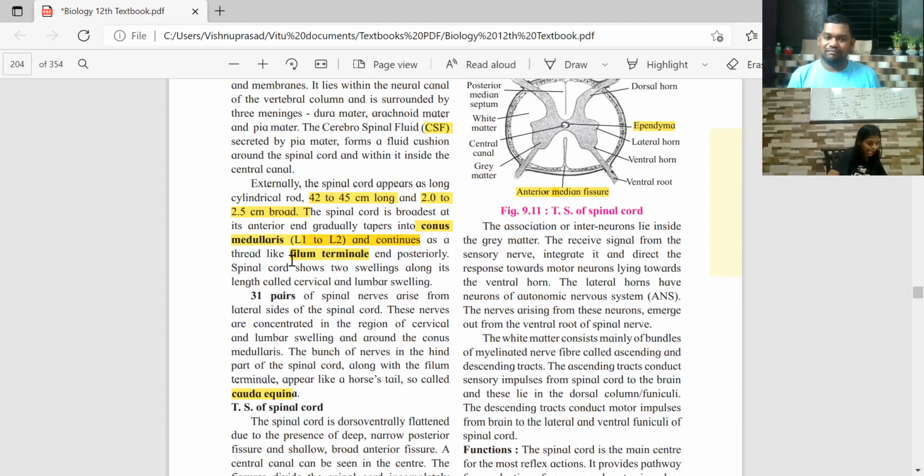And you have to remember the thread structure called filum terminale, which ends posteriorly in the lumbar region. It is a thread-like ending part of the spinal cord.